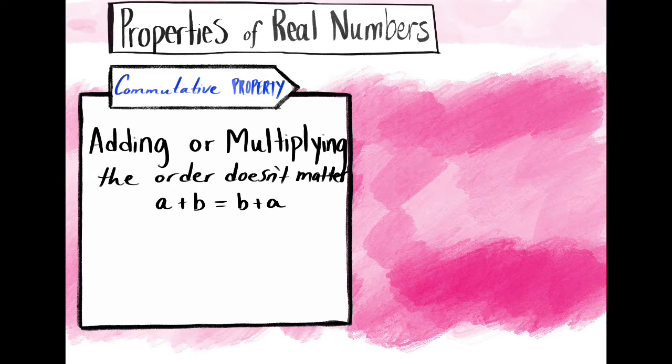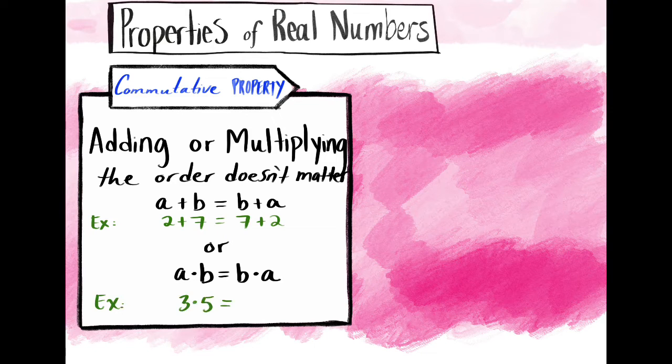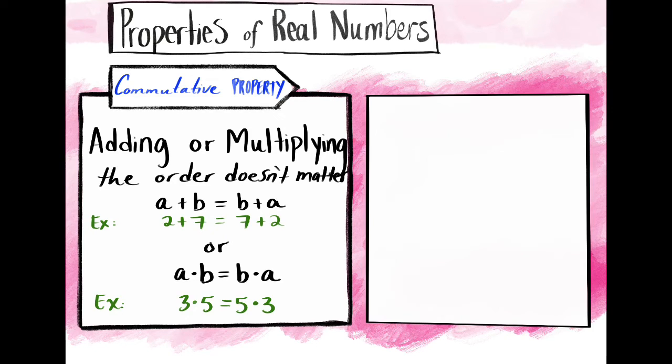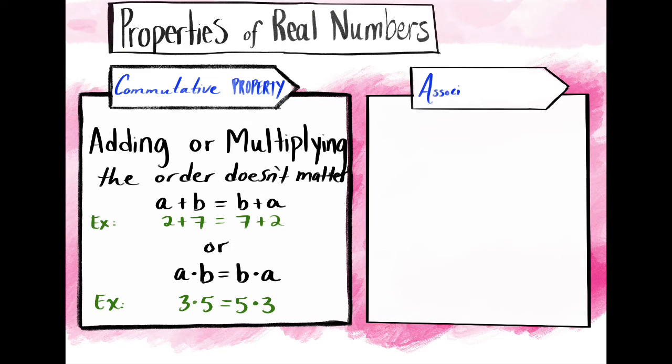So for example, if you add a plus b, it's the same thing as b plus a. Like 2 plus 7, you get 9, which is the same as 7 plus 2. And that's the same thing for multiplication. If you multiply 3 times 5, it's the same thing as 5 times 3. So that's the commutative property.